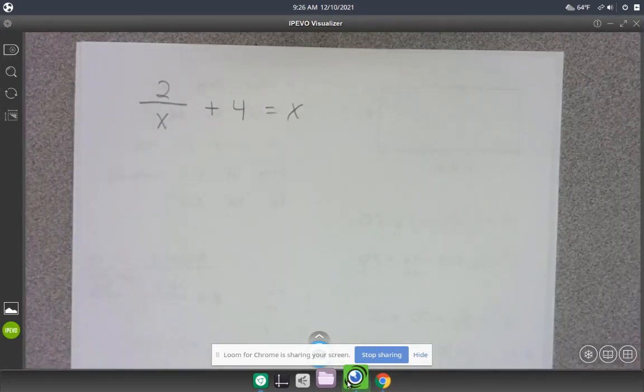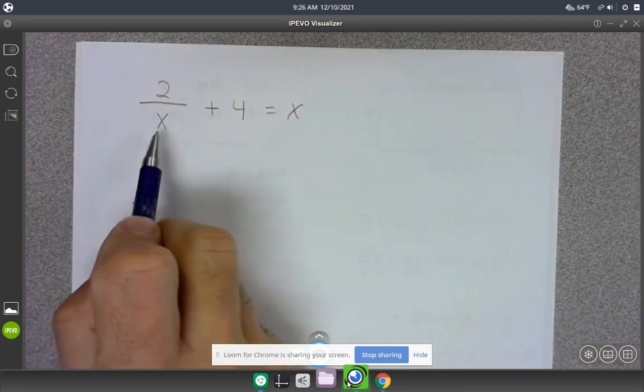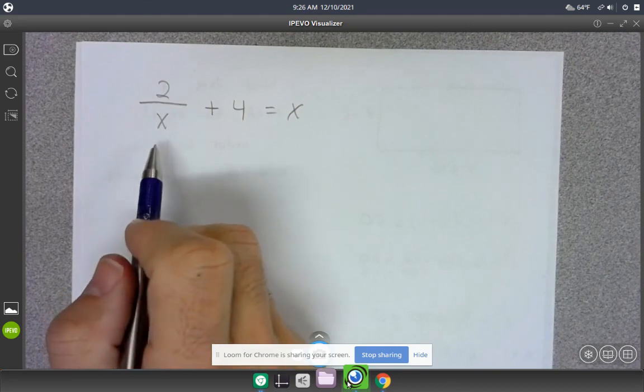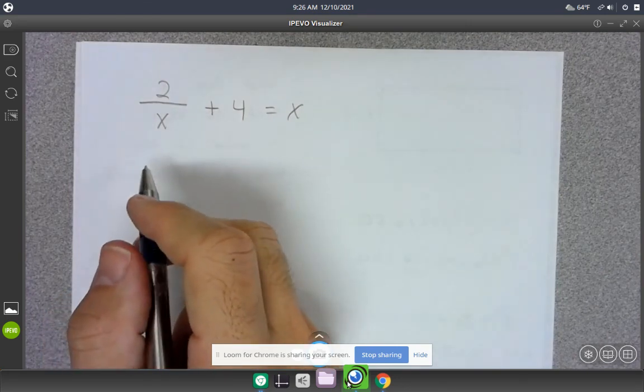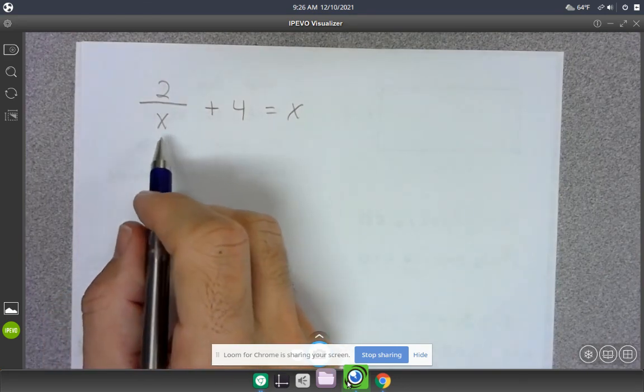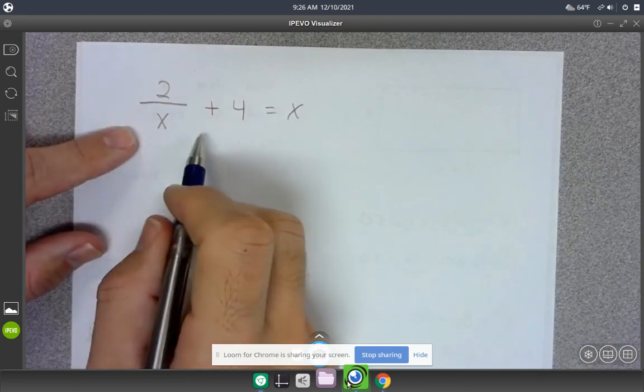All right, another quadratic equation here. Actually, it starts off, this is not a quadratic equation the way it looks right now. This is actually what they call a rational equation because you've got your variable in the denominator. So to solve this, the first thing I'm going to do is get my variable out of the denominator.